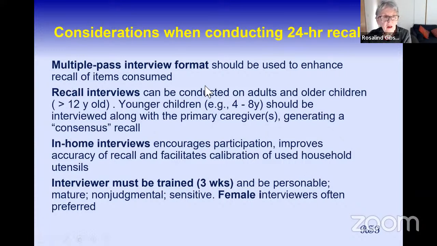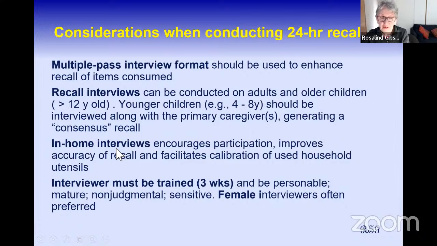So I'm sure you are all familiar with the sequence for a 24-hour recall. There are certain considerations that are of utmost importance when you're conducting a 24-hour recall that I want to emphasize again. We should always use the multiple pass interview format, because this has been shown repeatedly to enhance the recall of items consumed. It's also been shown that recall interviews can be conducted on adults and children greater than 12 years. But if you want to include younger children in your national survey, then they should be interviewed along with a primary caregiver to obtain information on their recent intake. And this generates what we call a consensus recall when it's combined with the primary caregiver and the child.